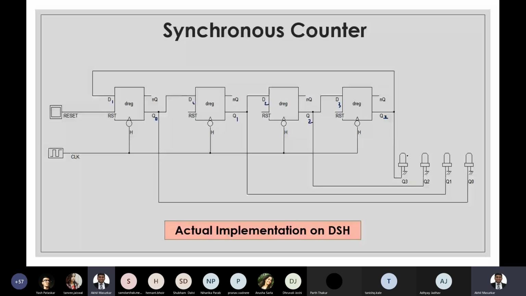So first we should get 0, 0, 0, 1. Then we should get 0, 0, 1, 0. Then we should get 0, 1, 0, 0, and so on. This is what we are expecting. This is the actual implementation in DSCH, but in the exam you will draw the previous one, where you are resetting everything together. This is just something you have to do in DSCH. So let's look at that.